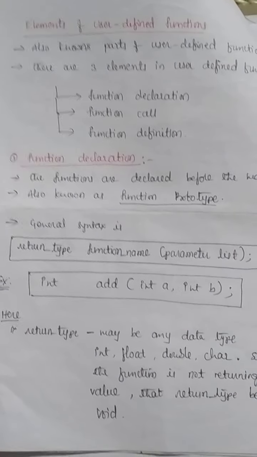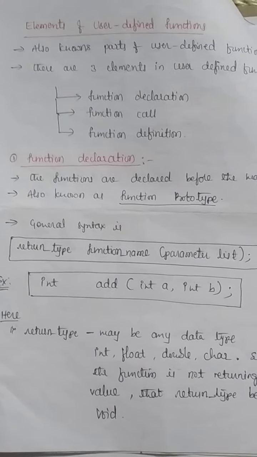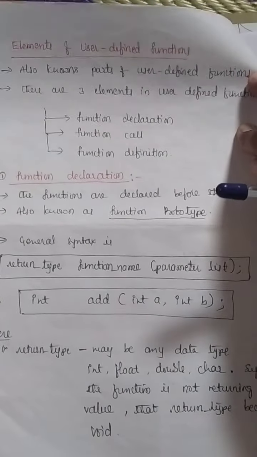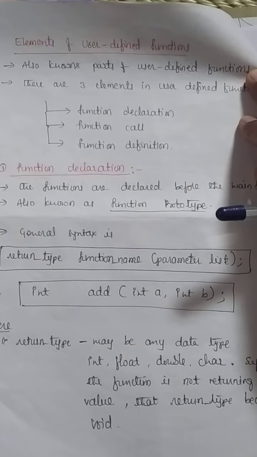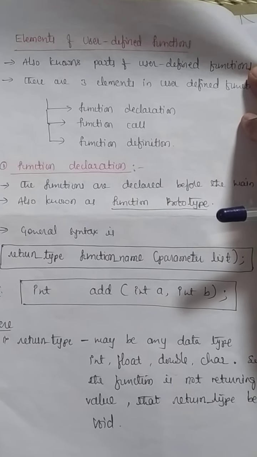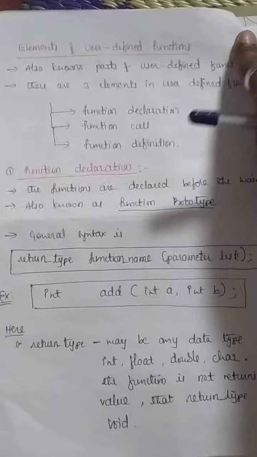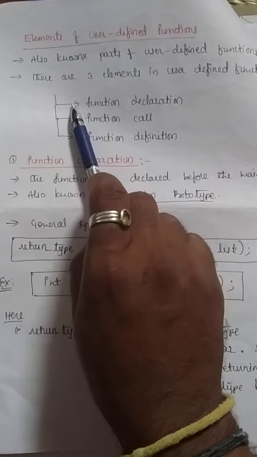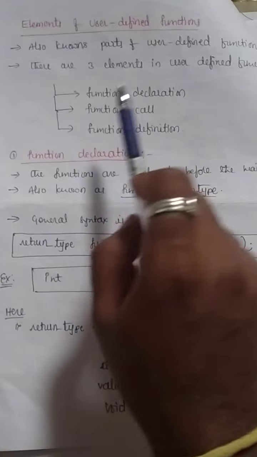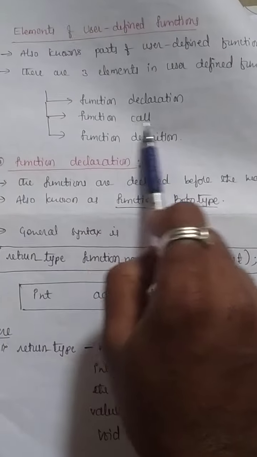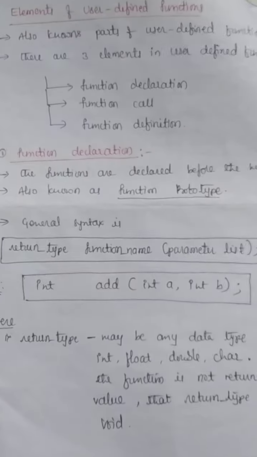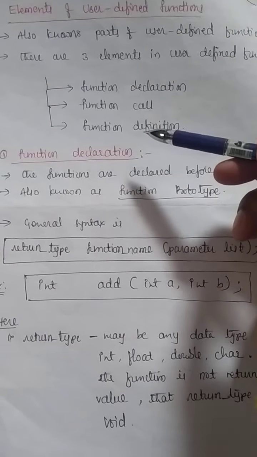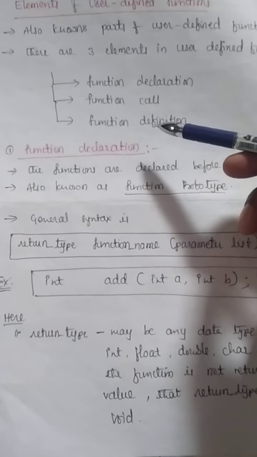Next we have the important topic, elements of user defined functions. When we are writing C programs using functions, we have to follow these three elements: function declaration, function call and function definition. We have to declare the function first, then call the function, then define the function. We'll see them one by one.